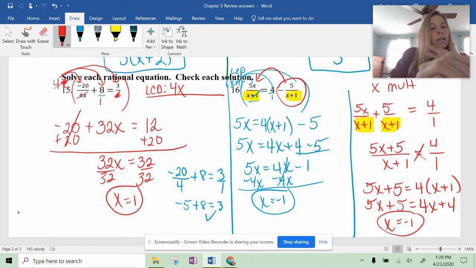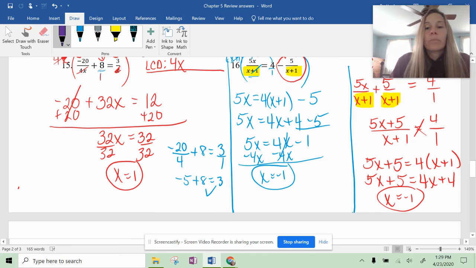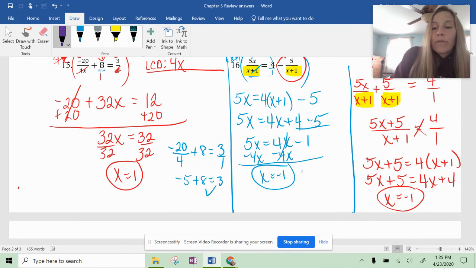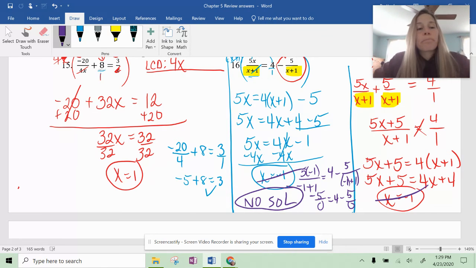Now, we still have to check this to see if it's extraneous. So if I go to plug in, and I do 5 times -1 over -1 plus 1, you probably can see right away what's going to happen, that it's going to become undefined. So I have -5 over 0 equals 4 minus 5 over 0. So there is really no solution for that equation.